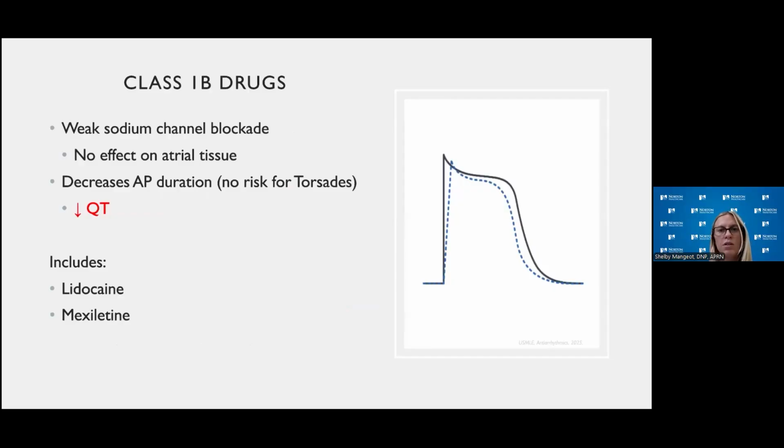So moving on to class 1B, these are our weak sodium channel blockers. They really have minimal effect on the atrial tissue, and you're going to see they have the most effect on ventricular tissue. The interesting thing about class 1B is they decrease the action potential. So there's going to be no risk for torsades. Unlike class 1A, where it increases the QT, class 1B is going to decrease that QT interval. This includes medications such as lidocaine and mexiletine.